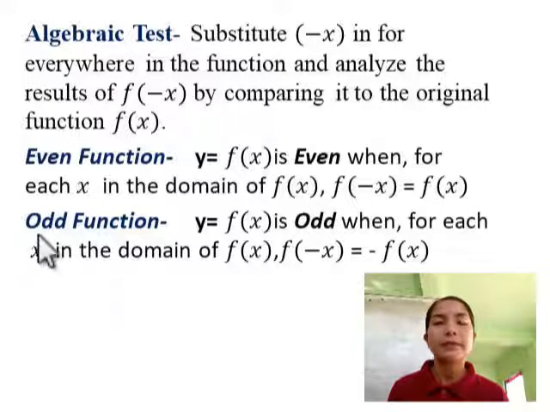Next is the odd function. Y equals f of x is odd when for each x in the domain of f, f of negative x is equal to negative f of x.